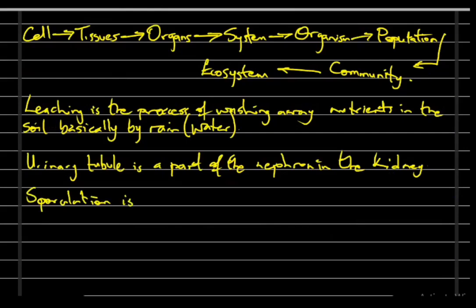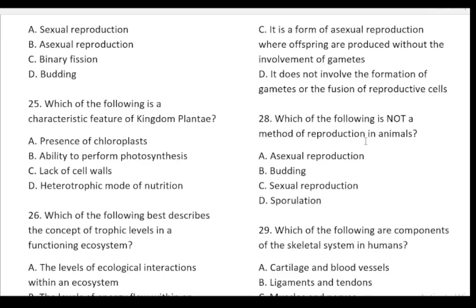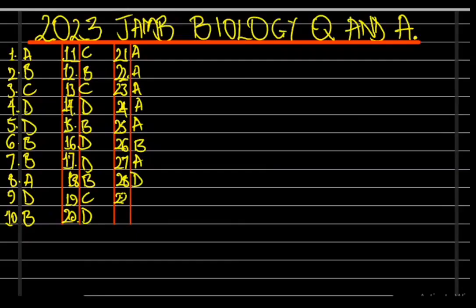Sporulation simply is the production of spores. Basically, that is what sporulation talks about. So animals do not produce spores, and that is why sporulation is not a method of reproduction in animals. So the answer to question 28 is option D. So we move to question 29.